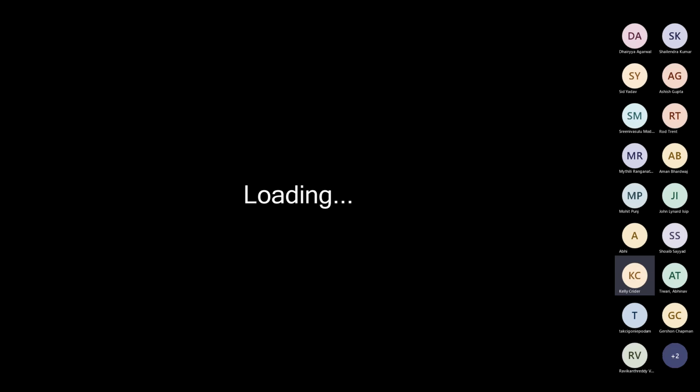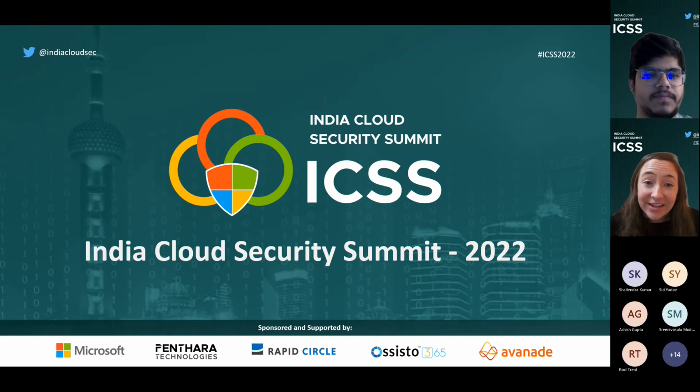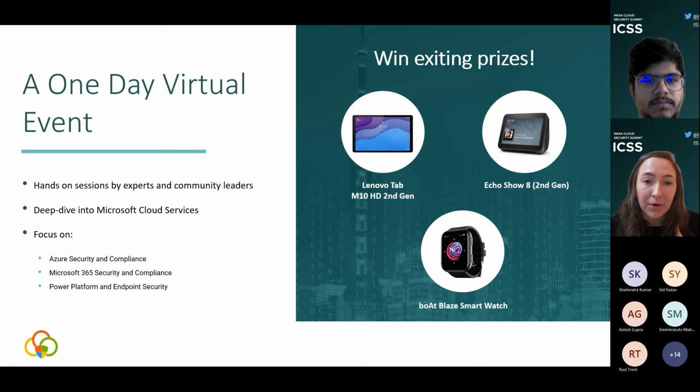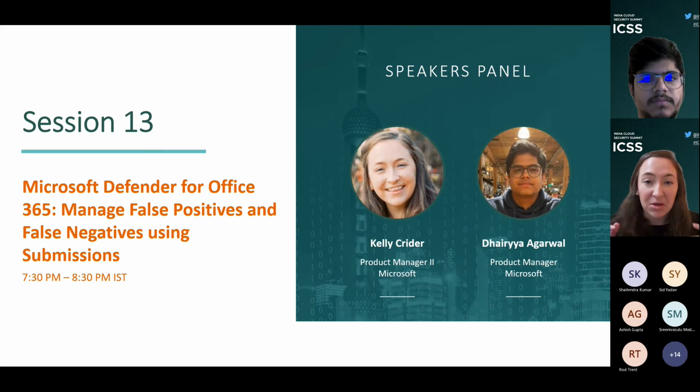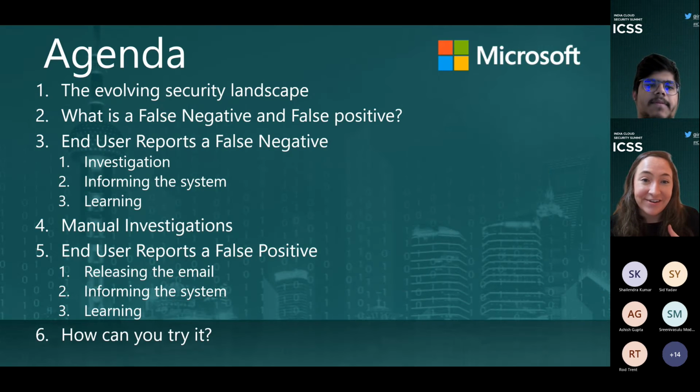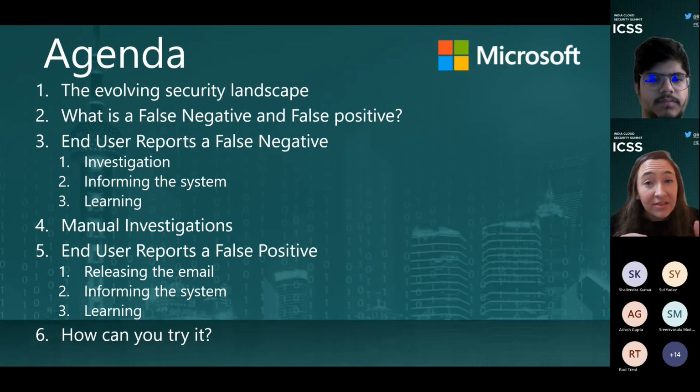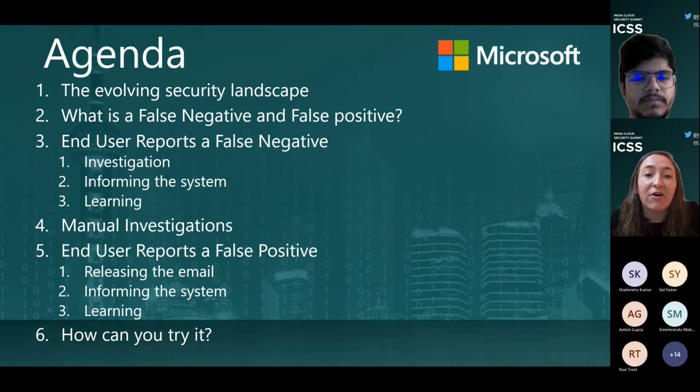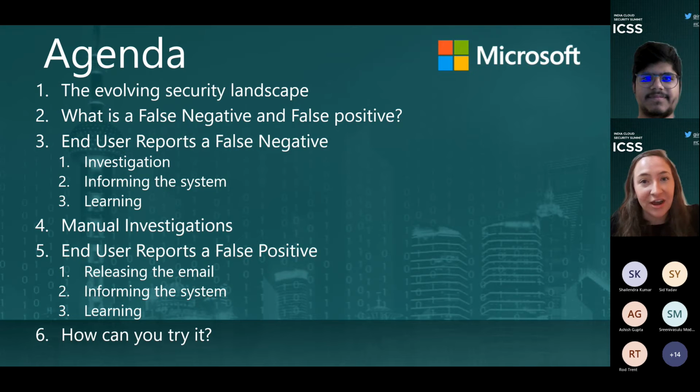365 can help in scenarios of false positives and false negatives. So, our agenda today will begin with a brief look at the security landscape, defining some of our terms that we'll be using, and then presenting scenarios for false negatives being reported by a user, that submission process, including the automated investigation that is triggered to automate the security operations process. We'll look at manual investigations as well, and then false positive scenarios, before we then conclude by telling you how you can try it all out yourself.